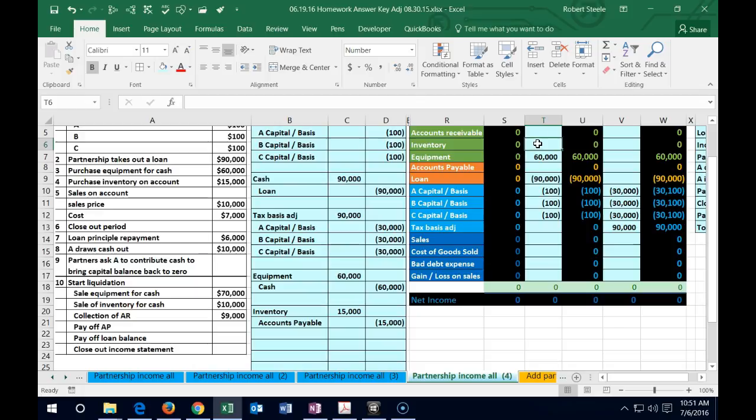So we're going to go to T6. We're going to say what happens to the trial balance. Inventory is going to go up by 15. The accounts payable is also going to go up in the credit direction. So I'm in T8 equals the 15. So the accounts payable also goes up.